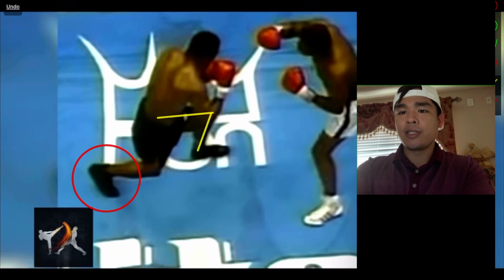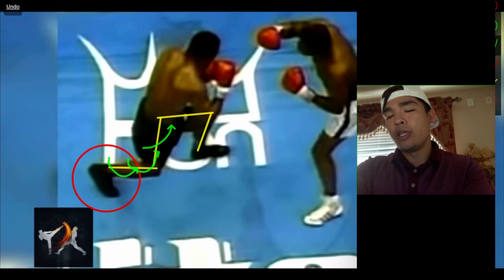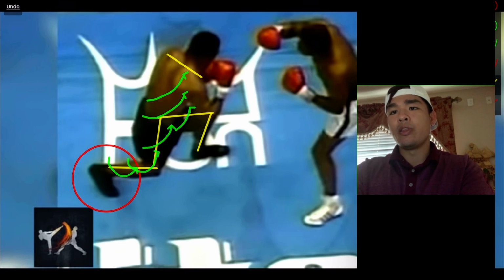Setting up on this leg here, right? And then unloading this leg, taking this back heel off the ground, so that basically you can begin to spiral this way, and he's already spiraled that way, right? You can tell by his shoulders. So where do you think he's going to throw a punch from?